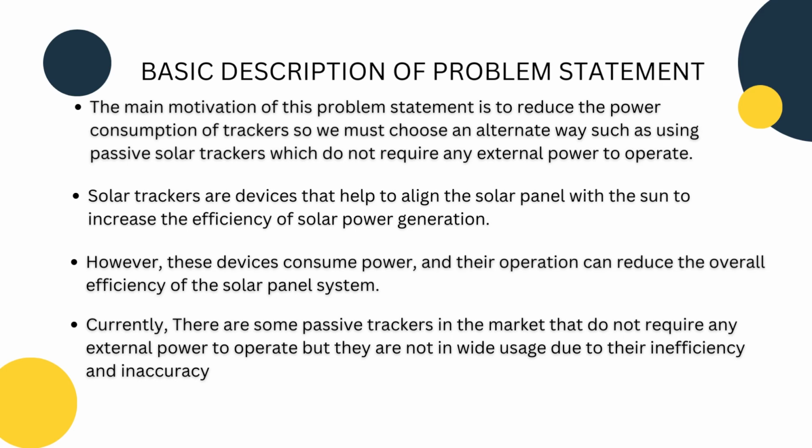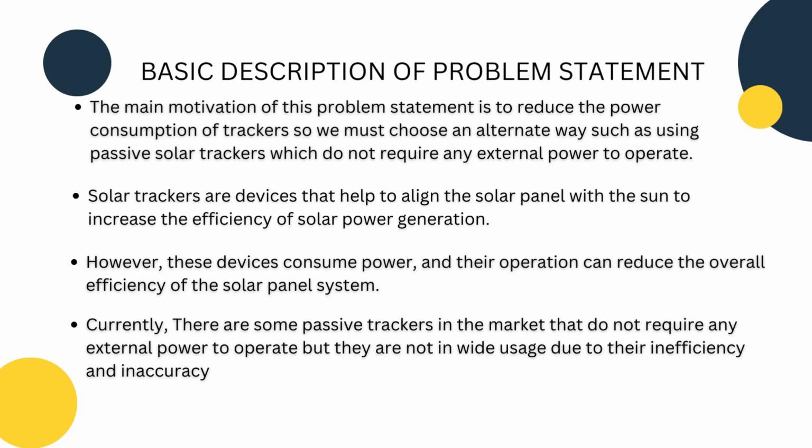A solar tracker is a device which helps the solar panel align with the sun according to the sun rays, so that we can produce effective solar power generation. However, solar trackers consume power. This can reduce the overall performance and efficiency of the solar panel system.